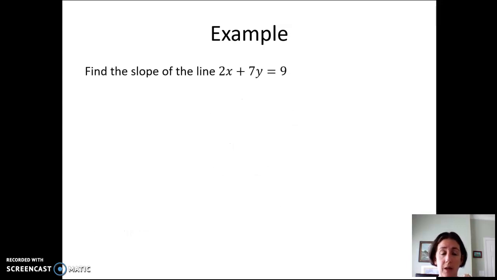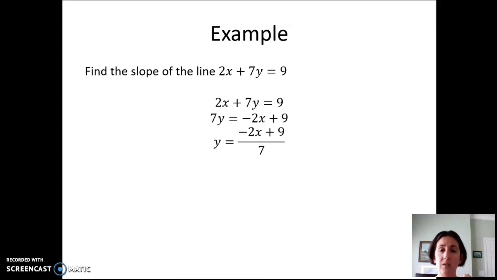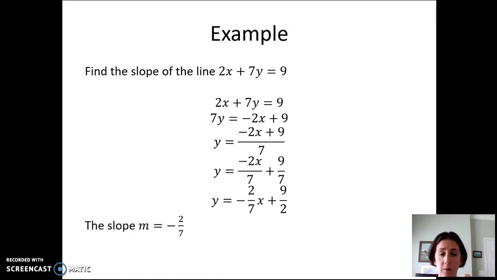So if we want to do another example, let's find the slope of 2x plus 7y equals 9. And again, what we're going to do is solve for y. We'll subtract 2x from both sides and divide everything by 7. Dividing the entire right-hand side by 7 means I need to divide the -2x by 7 and the 9 by 7 and reduce. Once you have it in this nice y equals mx plus b form, you can see that the slope is -2 over 7.